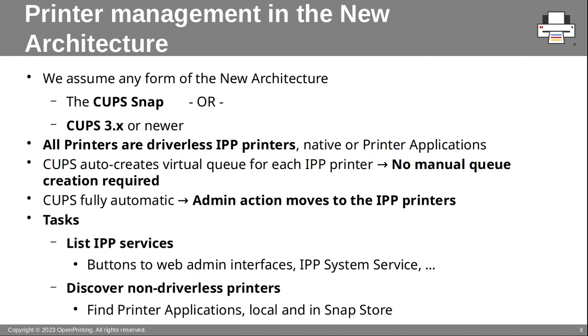Imagine every printer destination is a driverless IPP printer. They do not need a manual queue in CUPS. They are automatically known to CUPS. So therefore, as print destinations, we can simply list all IPP print services instead of manually created CUPS queues. And CUPS fully automatically discovers them, so you do not need to configure anything in CUPS regarding which print destinations exist.